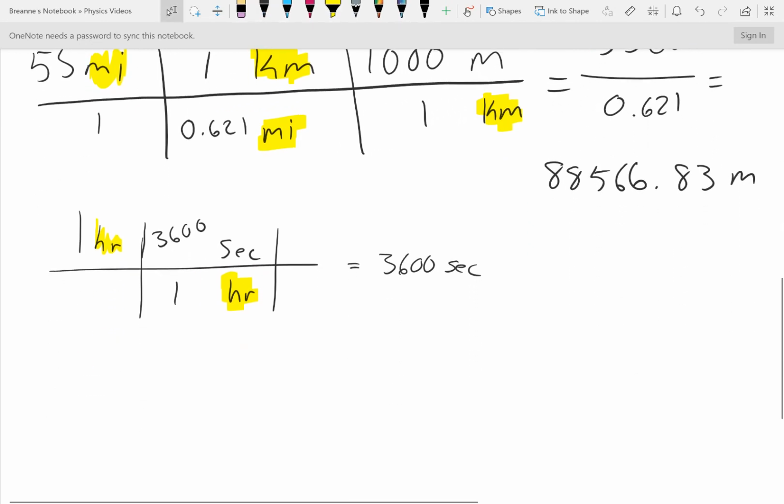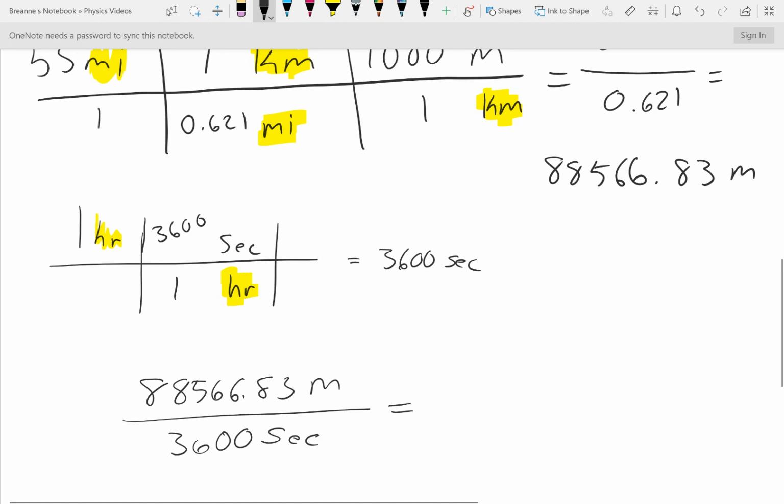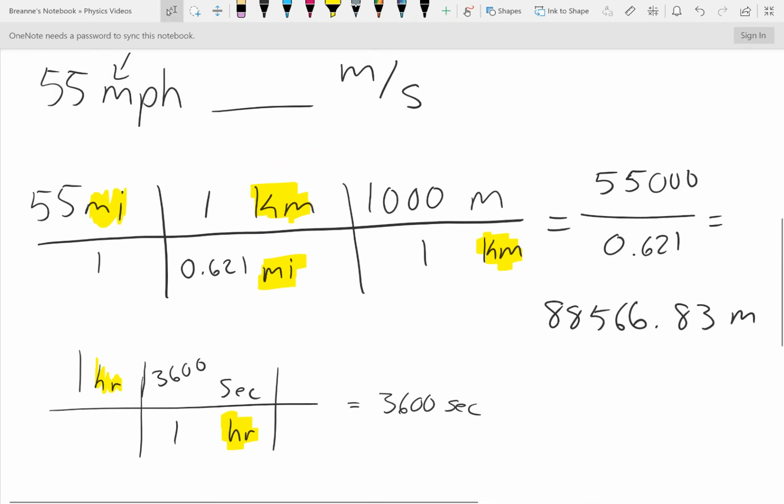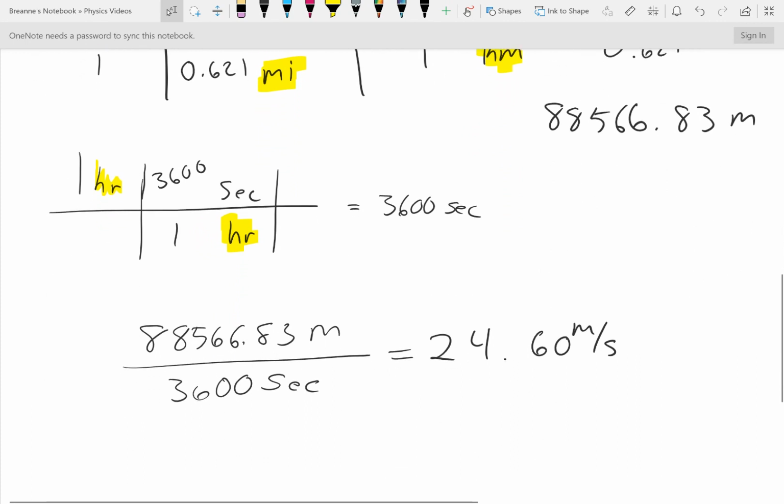So we need to divide these two numbers. So you take your 866.83 meters per 3,600 seconds. And when you do that, you get 24.60 meters per second. Now, this is just breaking up into two different things. We're focusing on the miles, then we're focusing on the hours, and then because we want meters per second and per means divide, you divide it out.